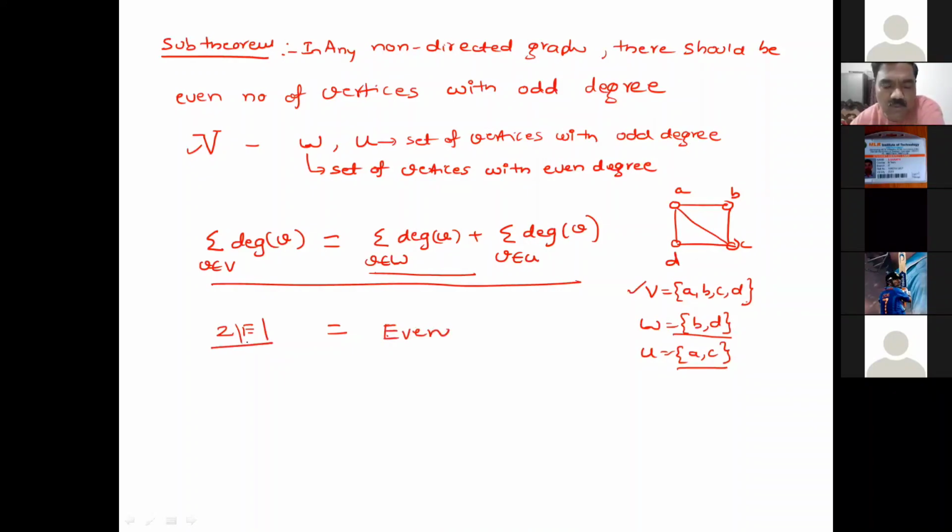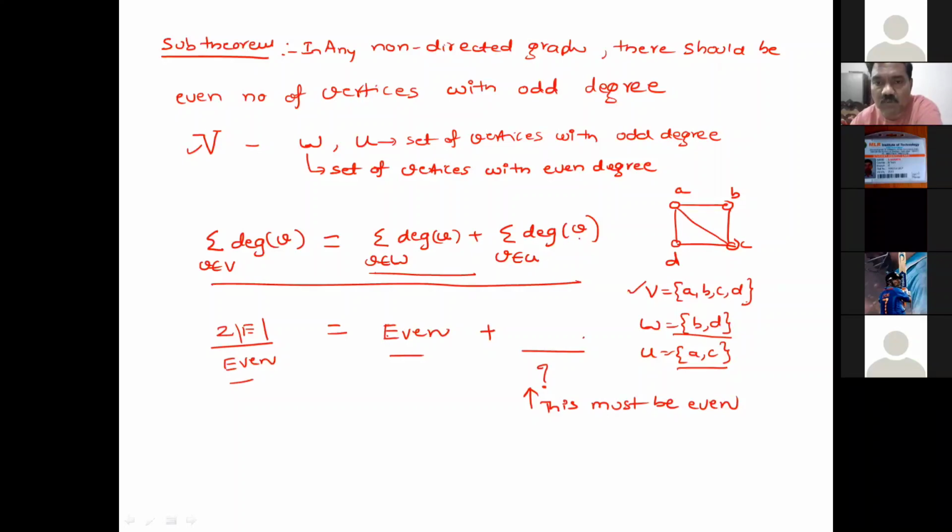And 2 into mod E, will it be even or odd or both? This will always be even, because it is 2 into something. Observe carefully. Even plus something, I am getting even. So what must this quantity be? Even. This quantity must be even. It can't be odd, right? So this must be even.